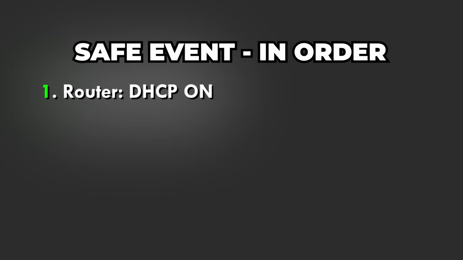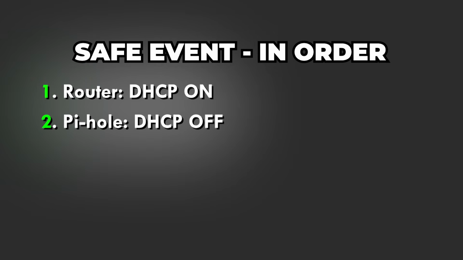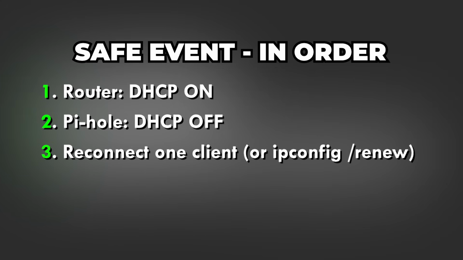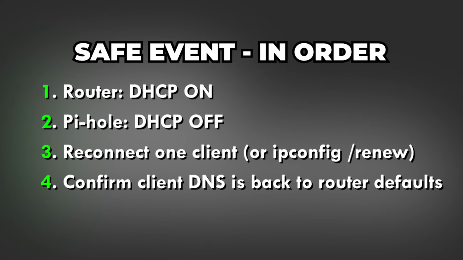If anything breaks, here's the safe revert in order. For your router, DHCP, turn that to on. For your Pi-hole, turn DHCP off. Reconnect one client. And lastly, confirm client DNS is back to router defaults. That's it, you're back to normal.